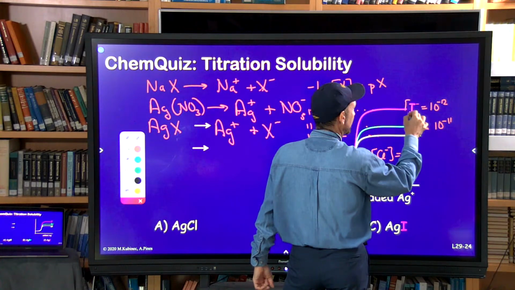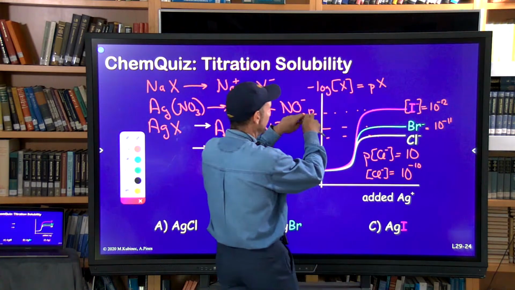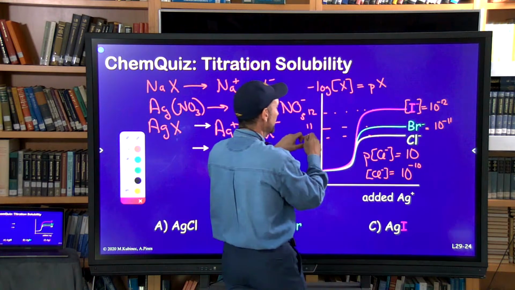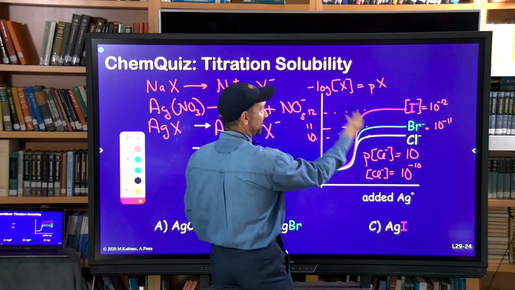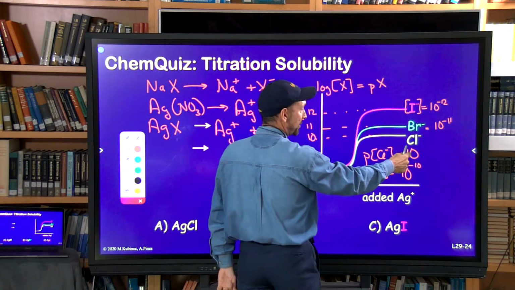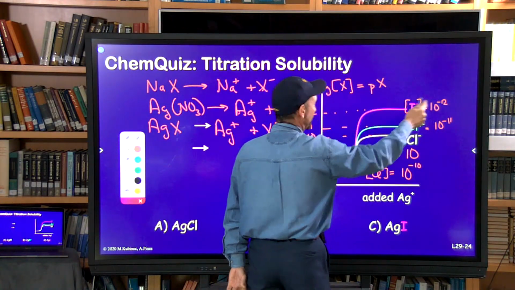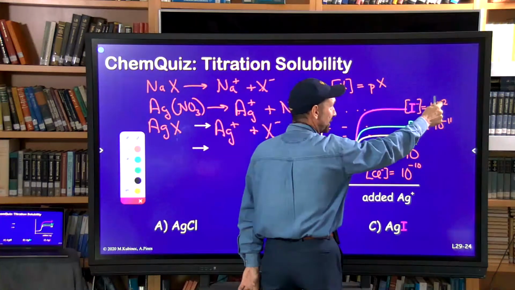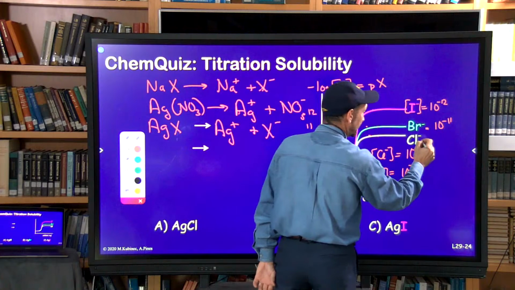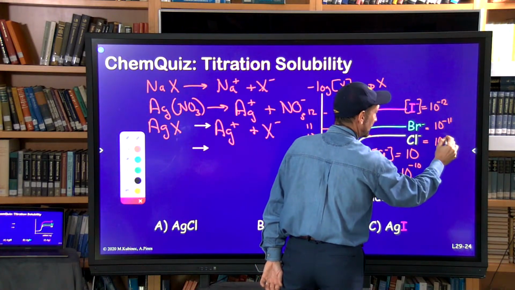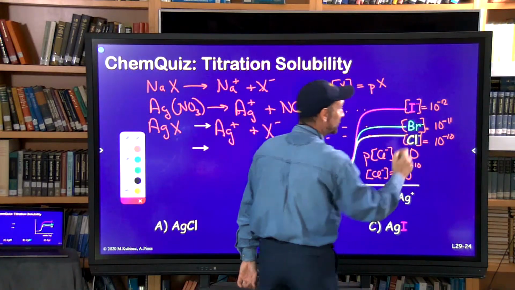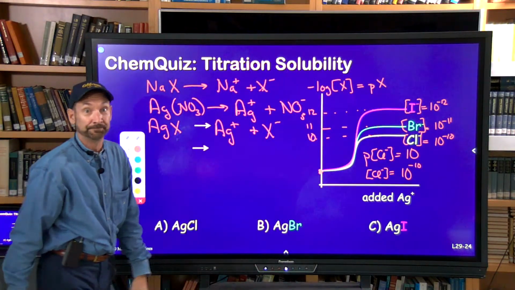So I can convert from pX to X concentration because I know the relationship, minus log. Basically, it says, take that number and put it as the negative exponent. That number is the negative exponent. So I can get the concentrations at equilibrium.